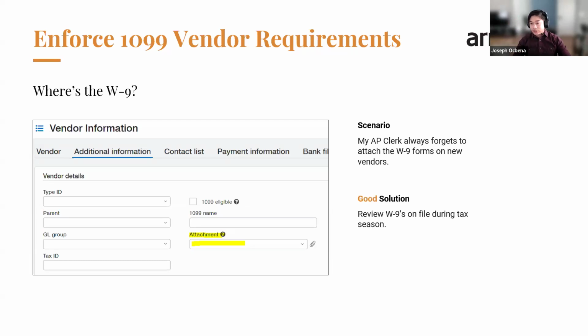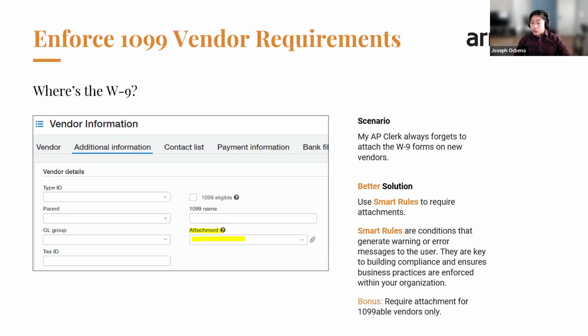Okay. So a good solution is not really fixing the issue; it's reviewing the W9s during tax season. You're busy, you're probably closing your books, and you're in the middle of filing your 1099s for both your employees and vendors, so you don't have time for that. You want to make sure that it is captured on the front end. So what is a better solution? We utilize smart rules. What are smart rules? Smart rules are conditions that generate a warning or an error message to the user.